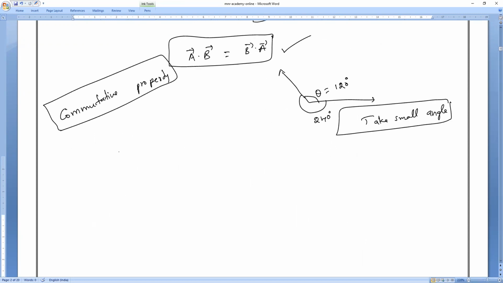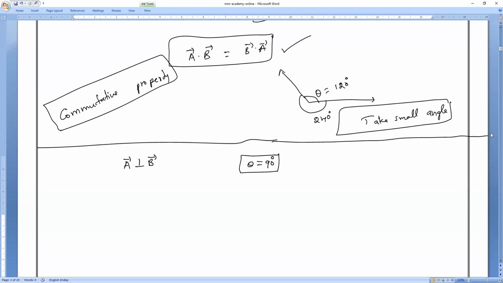Now let me take an example. If I say vector A is perpendicular to vector B, what is the angle between them? Theta is equal to how much? 90 degrees. This is the symbol for perpendicular. So if I say perpendicular, theta is equal to 90 degrees.